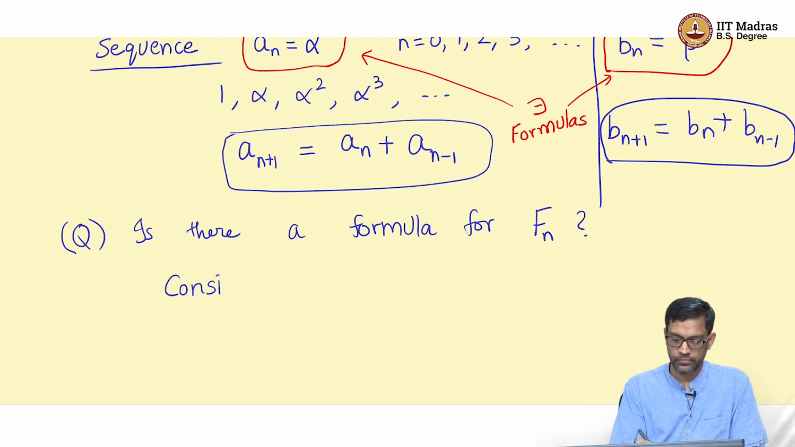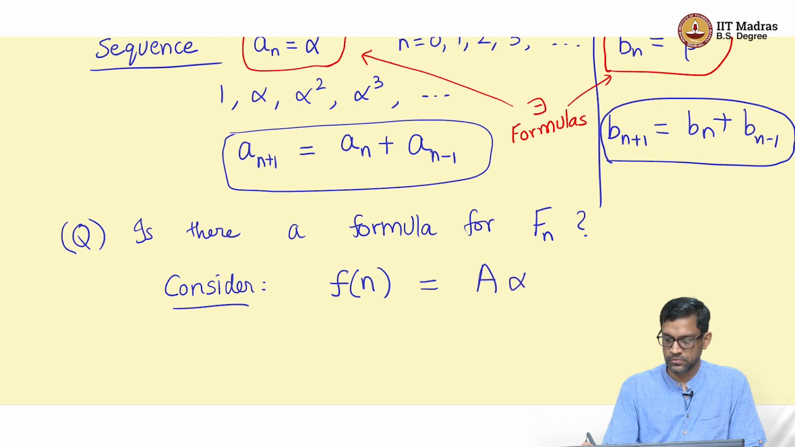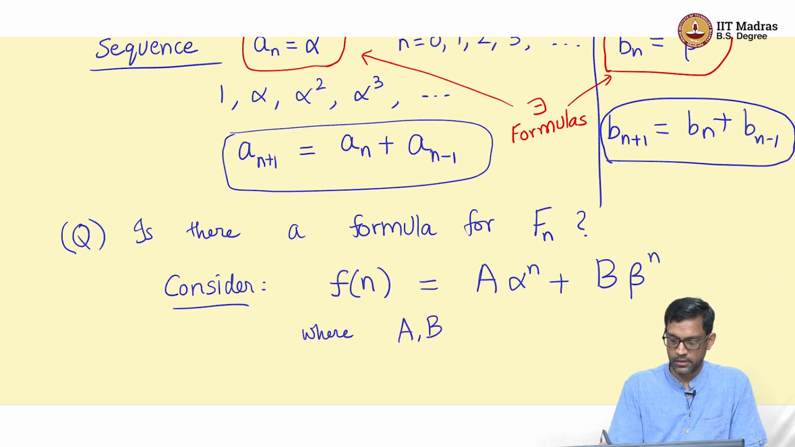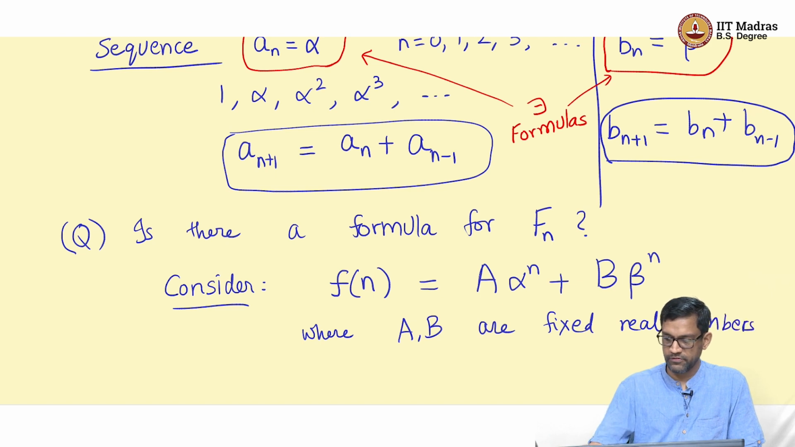Consider the following sequence. I am just going to write this as a function of n instead of as a sequence. Consider the following function: its value at n is some multiple of a_n, so some multiple of alpha power n, plus some multiple of the other sequence b_n, where a and b are fixed real numbers. Okay, so I have defined a new function for you.